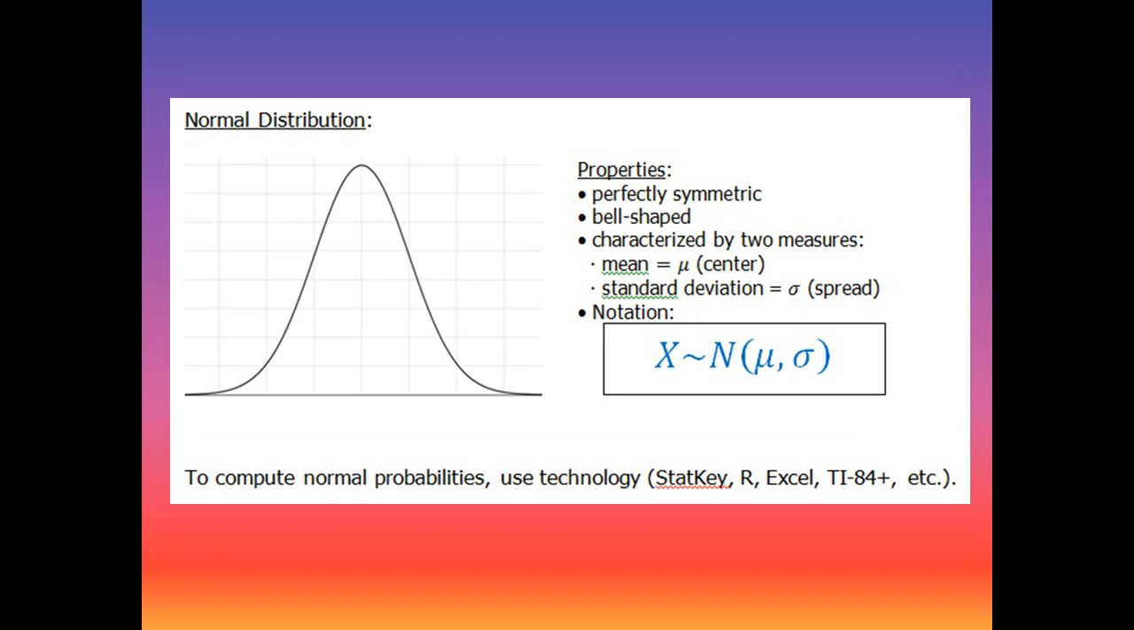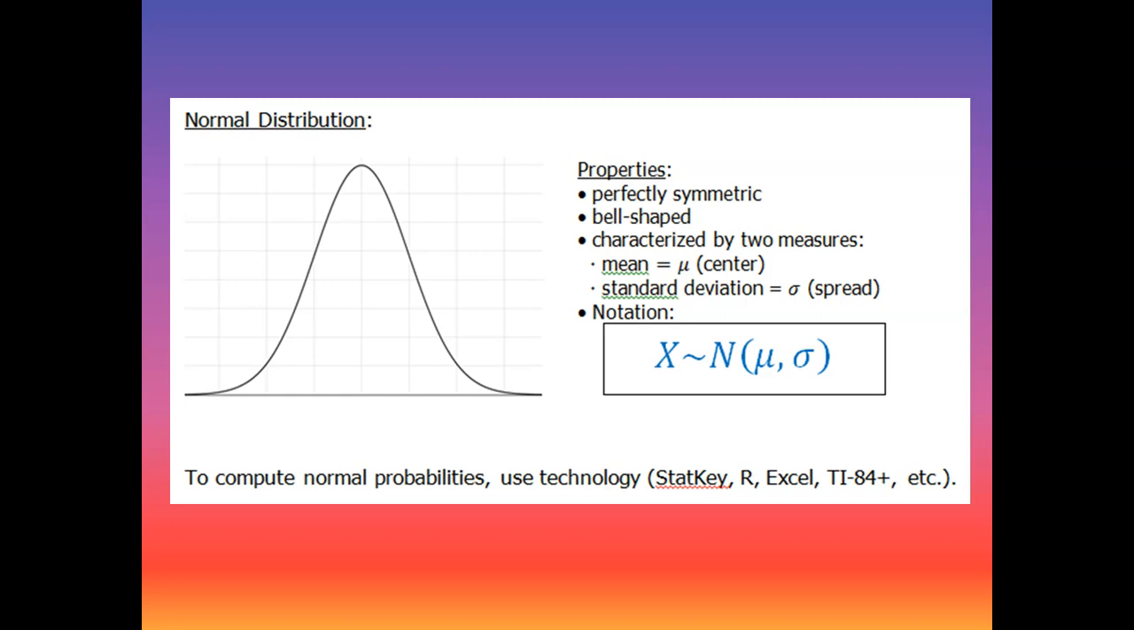So if you know what the mean is, that's going to tell you where it's centered, because if it's perfectly symmetric, the mean and the median would be the same number. So that's going to tell you where it's centered, knowing what the mean is, and then the standard deviation will give you an idea of how spread out it is. Because if you have a small standard deviation, then the bell is really tall and thin, but if you have a big standard deviation, then it's short and really stretched out.